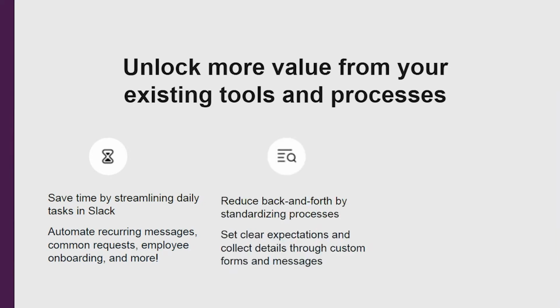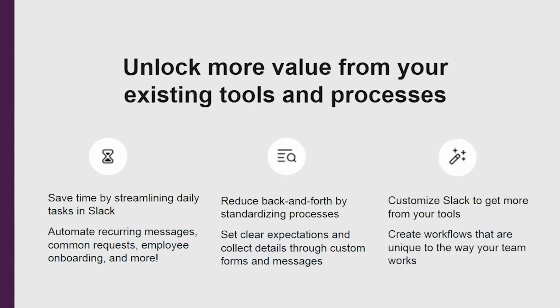This allows your team to set expectations around requests by automatically communicating next steps and timelines through Slack messages, or collect the information you need right up front. Finally, workflow automation helps you customize Slack by creating workflows that are unique to your team and the tools you use. These benefits all tie together, enabling teams to get the right people the right information at the right time. So you and your team can spend less time on coordination and more time on important work.